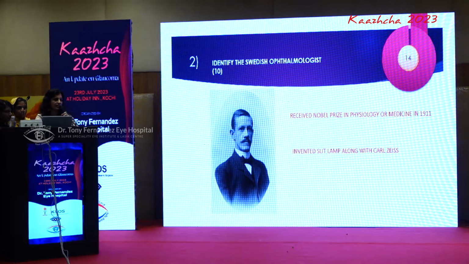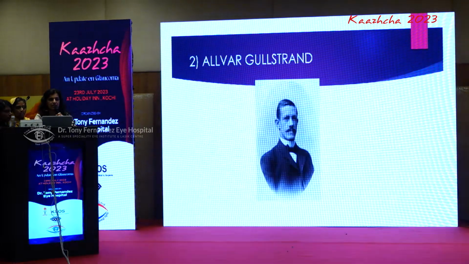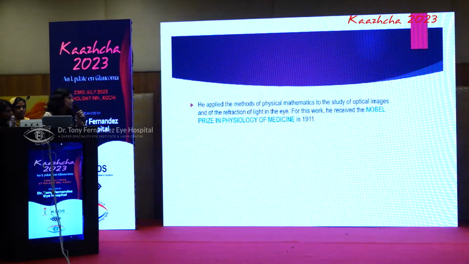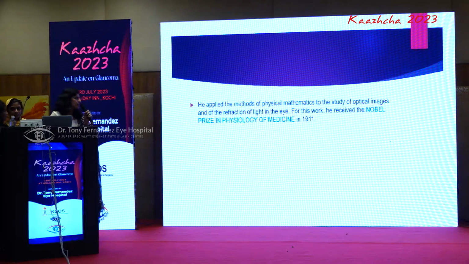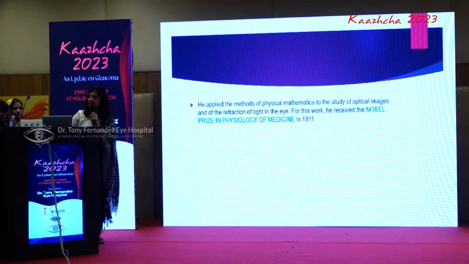He invented the slit lamp along with Carl Zeiss. So that is Allvar Gullstrand. He applied the methods of physical mathematics to the study of optical images and of the refraction of light, and for this he received the Nobel Prize in 1911. Team C.